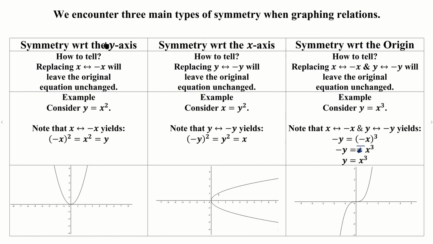So if we want to check symmetry with respect to the y-axis, we're going to replace x with negative x. If we want to check symmetry with respect to the x-axis, we replace y with negative y and make sure it leaves the original equation unchanged. And when we want to check symmetry with respect to the origin, we're going to do both. We're going to change x with negative x and y with negative y and see if we end up with the original equation. If that happens, then it is symmetric with respect to the origin.